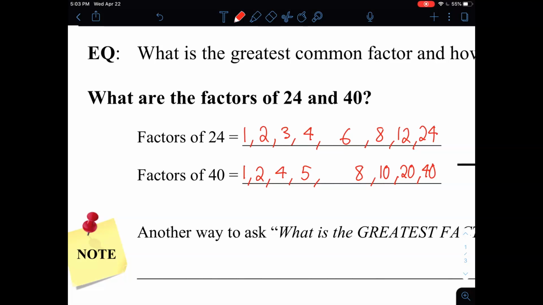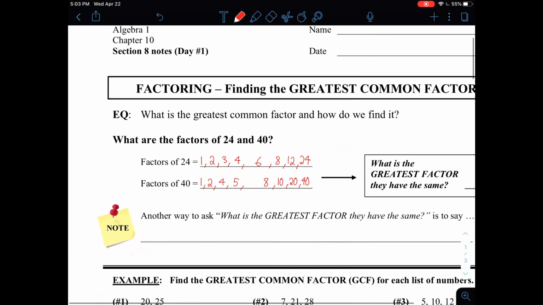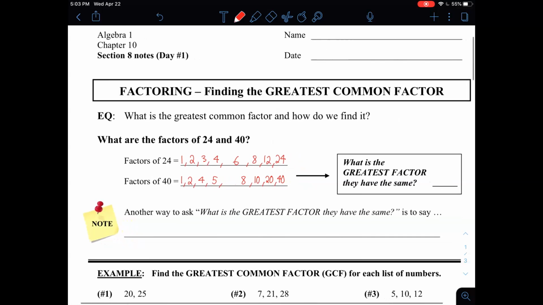They do not. Okay, so now we're looking for what's called the greatest common factor, and that's the greatest factor that they have the same. It looks like they both have 1 and 1. They have 2 and 2, 4 and 4. So what's the biggest number they have in common here? Hopefully you see it's going to be 8 and 8. So 8 is called the greatest common factor because it's the biggest number that divides into both of them.